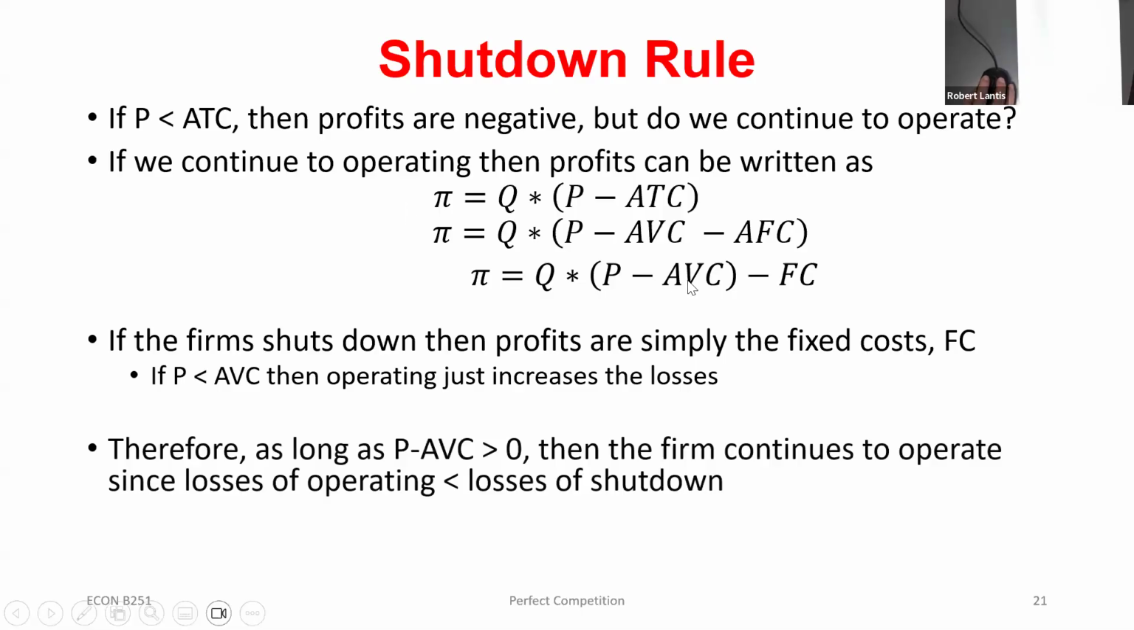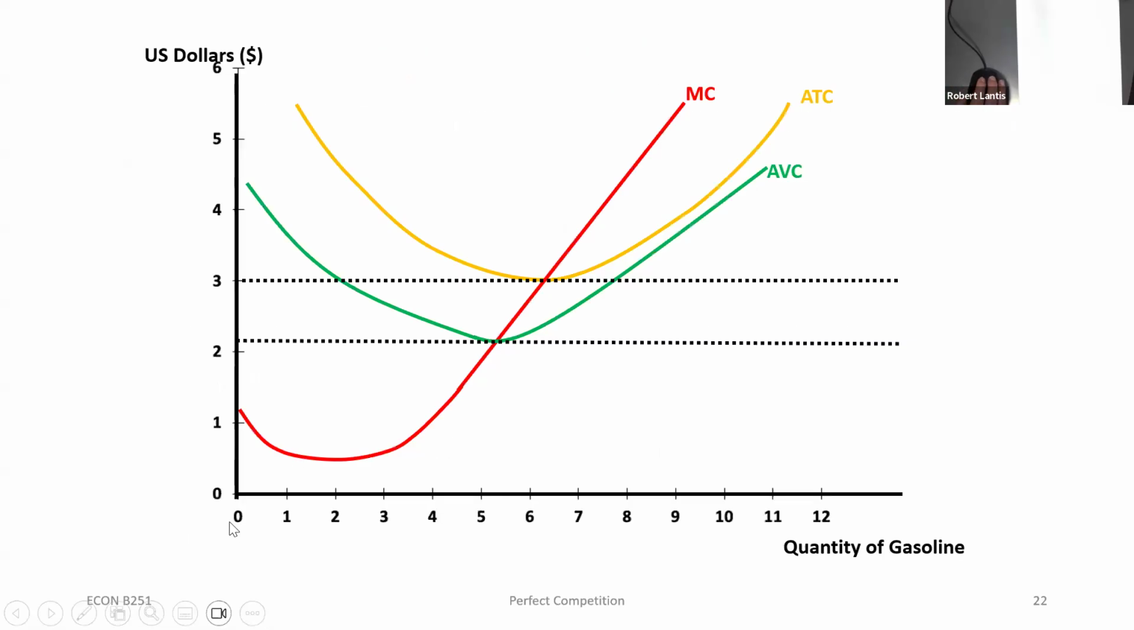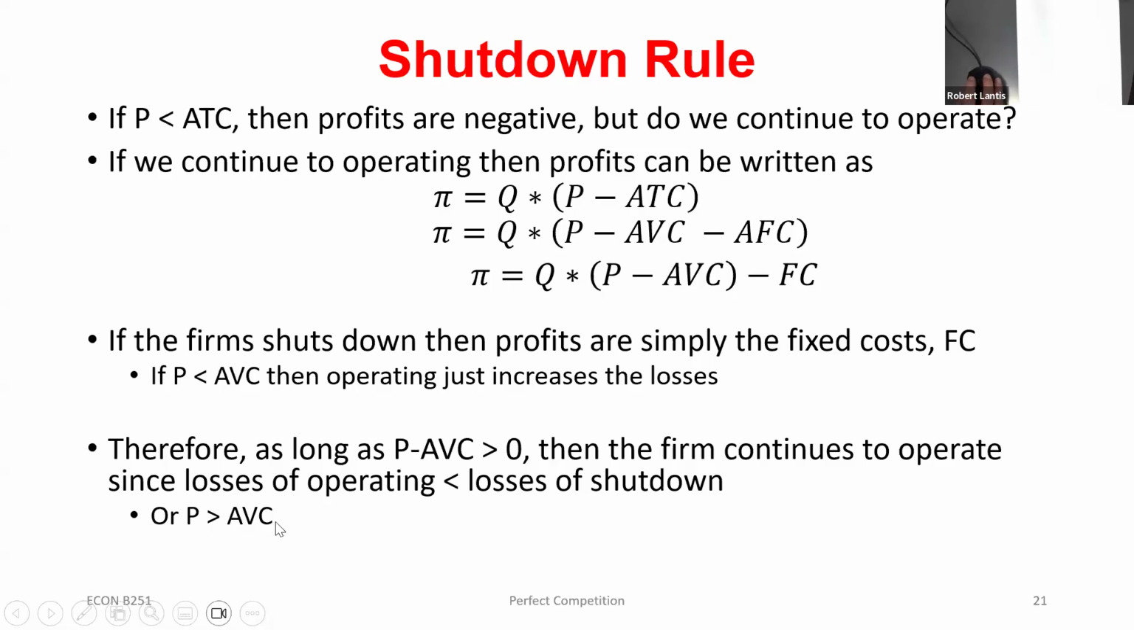If price is ever above average variable cost, well, now if I stay open, I'm going to have my negative fixed cost plus some positive amount. That's going to be a profit that's higher than if I just shut down, because if I just shut down, I would just have negative fixed costs. So anytime price is above my average variable cost, I should stay open in the short run. That would actually be minimizing my losses.